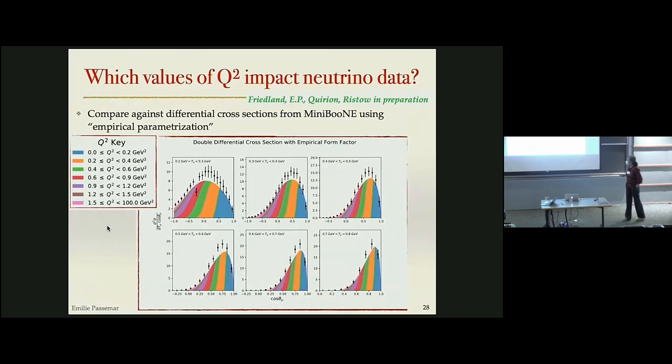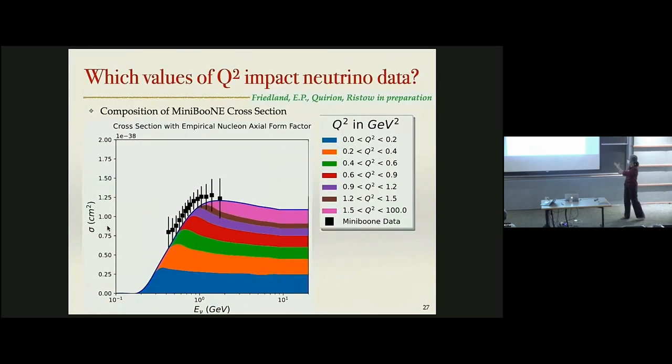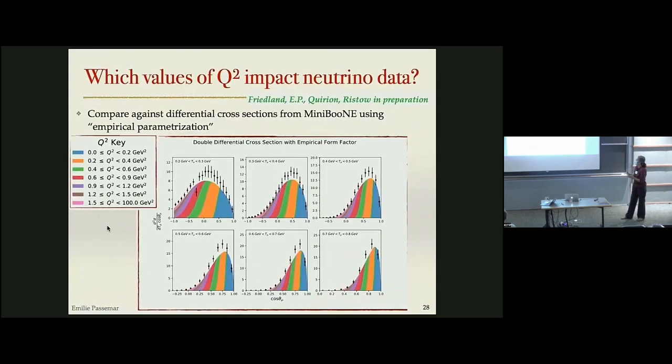And now I not only have the integrated cross-section, but I actually have the full differential distribution that I can use, for different kinetic energies of the muons as a function of cosine of theta. And I can make the same exercise with this empirical parametrization to predict my cross-section and see which Q-squared are entering the game.